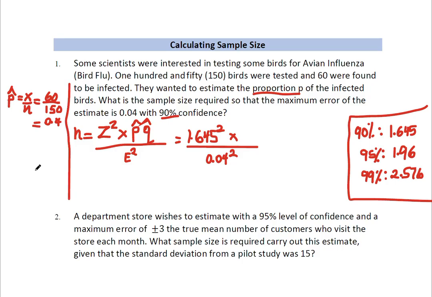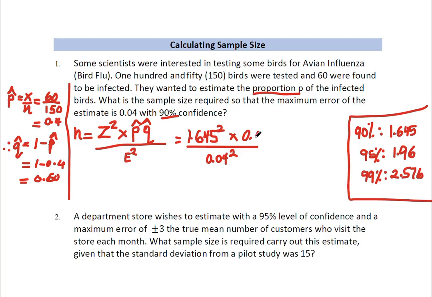So if p hat is 0.4, therefore we can calculate q hat. Q hat is always going to be equal to 1 minus p hat. Right, so 1 minus p hat, which is 1 minus 0.4, and that's going to give us 60%, or 0.6. Okay, 60% or 0.6. So now we've found p hat and q hat, and we're going to substitute them here.